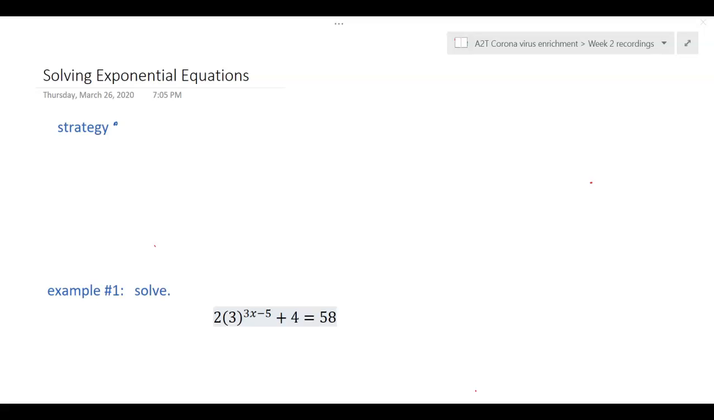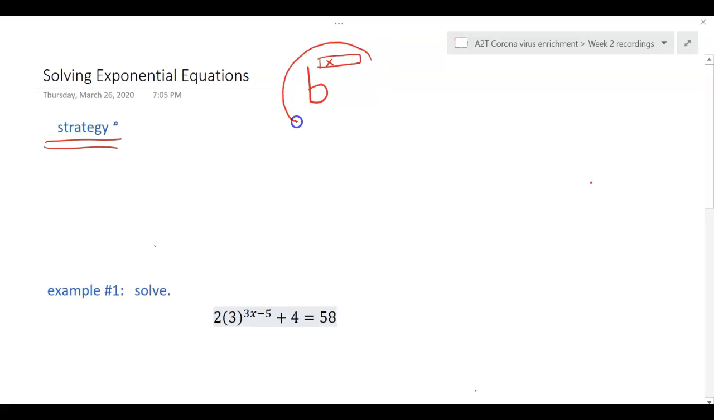Okay, so we wanted to give you guys a review of solving exponential equations. First thing I want to point out is the exponential quality of equations means that you have that positive base value raised to a power where x is part of the exponent, like you see here.